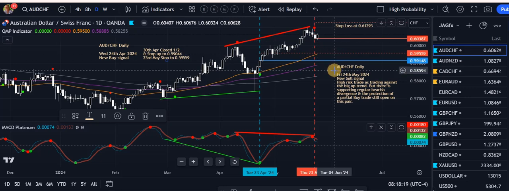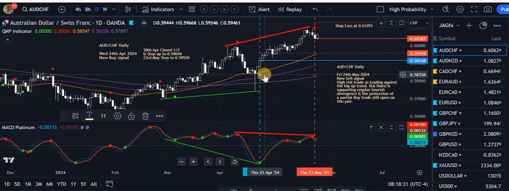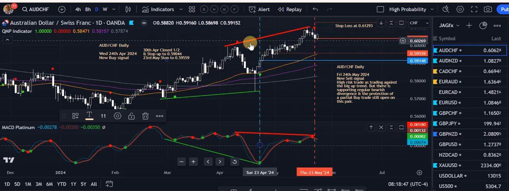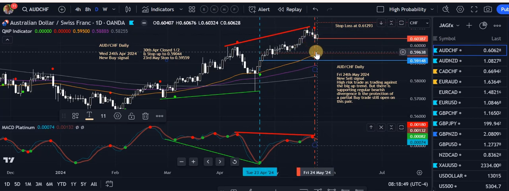Then on Friday, took a trade on the open, so the signal's there. You take the trade on the open of the next candle, which was Friday's candle, and it's gone against me. It was a sell. It's a high risk trade. Look at the trend. Look at the moving averages. They're heading up, but the MACD Platinum is above the zero level. It's got a lower high on the MACD Platinum and a higher high in price, so it's regular bearish divergence. And so it's a high risk trade, but I've got divergence there, and I've got the protection of a no lose buy trade on, so I've got some insurance.